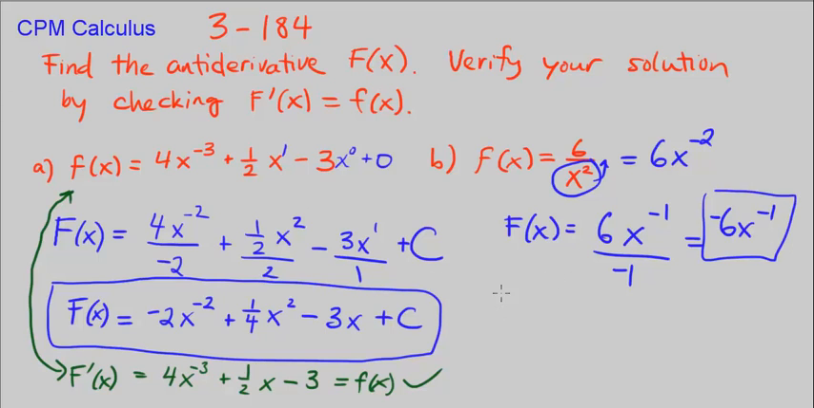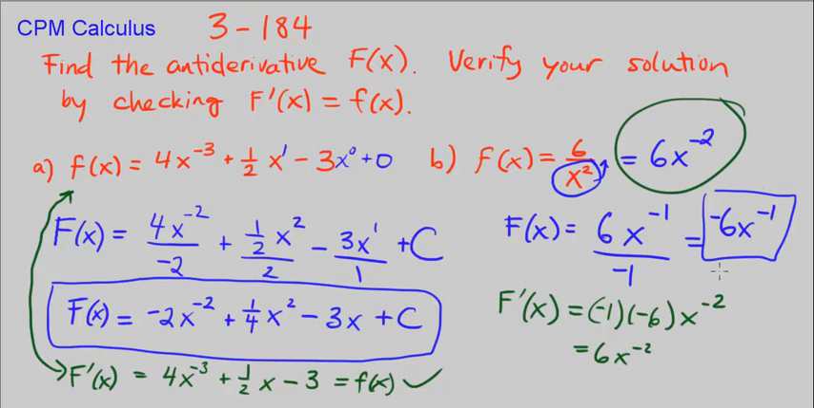Let's check our answer by taking the derivative of big F of x. Bring down that negative 1 times the negative 6. X to the power of negative 2. Simplify that, and we get 6x to the negative 2. Is that equal to f of x up there? Yes, it is. Little f of x, and we have verified our answer.